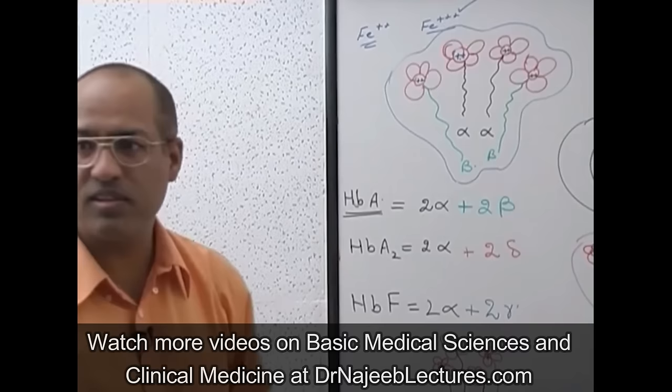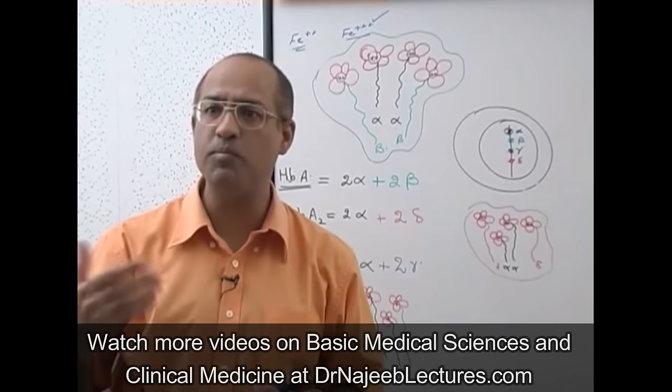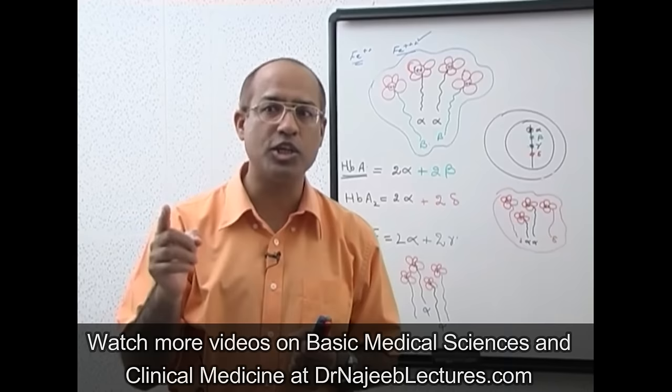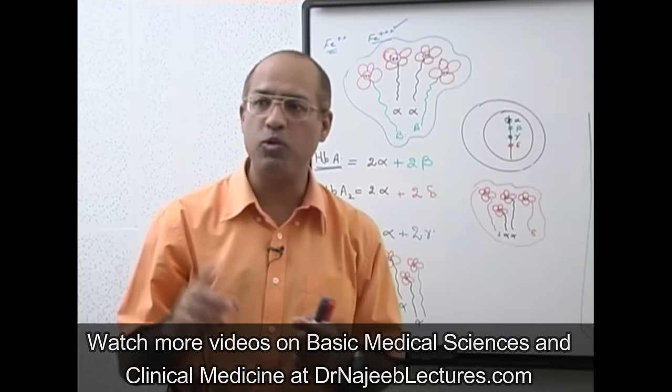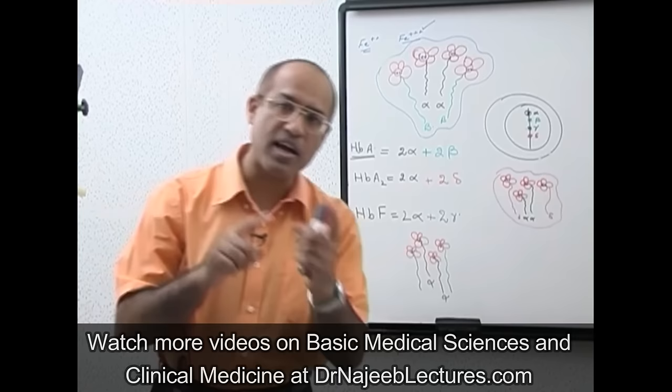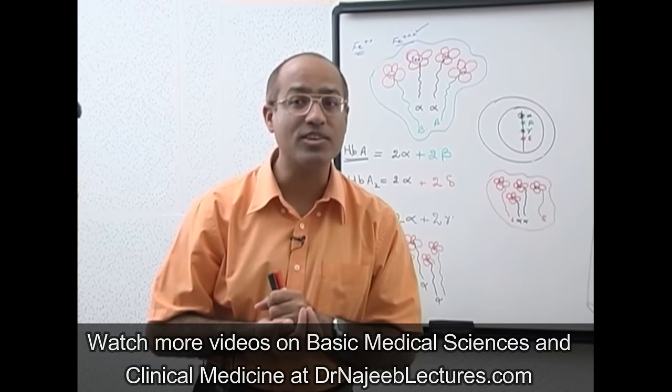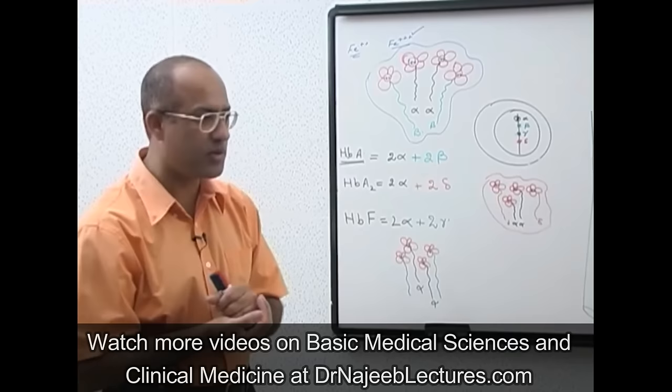Have you heard of methemoglobin? So what is methemoglobin? Simply a hemoglobin molecule in which iron has been changed from its ferrous form into ferric form. Is that right? And once iron changes from ferrous form to ferric form, then it does not bind oxygen. So it's a useless hemoglobin, right? Methemoglobin is useless hemoglobin because it does not bind oxygen. Oxygen binds only with the ferrous form.